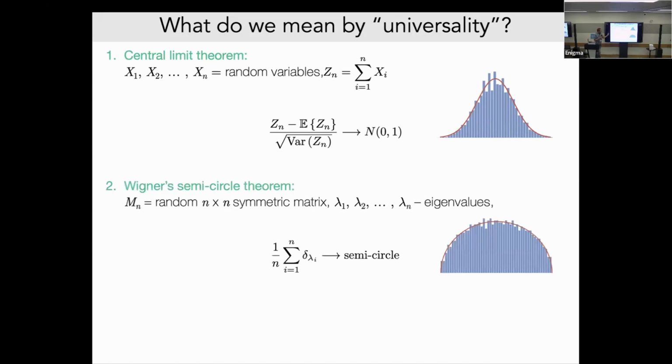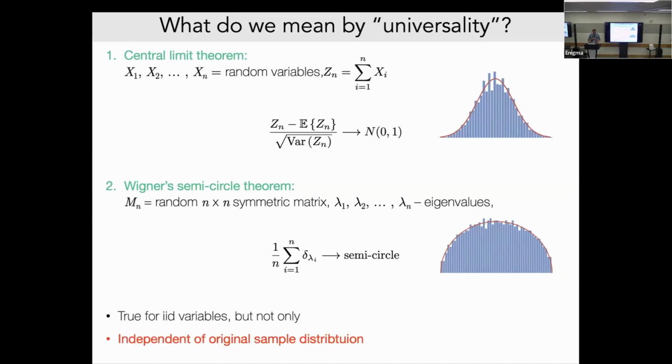Another interesting example comes from matrix theory, where there's something called Wigner's semicircle theorem. There you look at random n by n symmetric matrices, and you look at the eigenvalues of the matrix. For a very large class of such matrices, it doesn't really matter how you generate the values in the matrix. The distribution of the eigenvalues follows the semicircle law, which is also a little bit of magic. And the idea is that this behavior doesn't depend on how you generated the values.